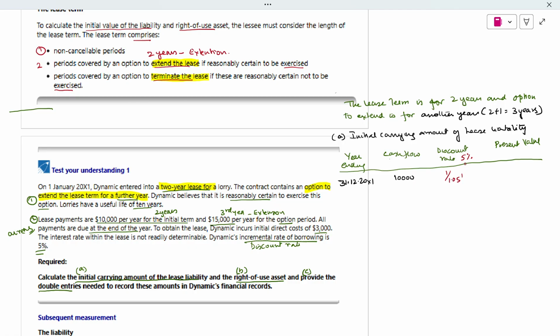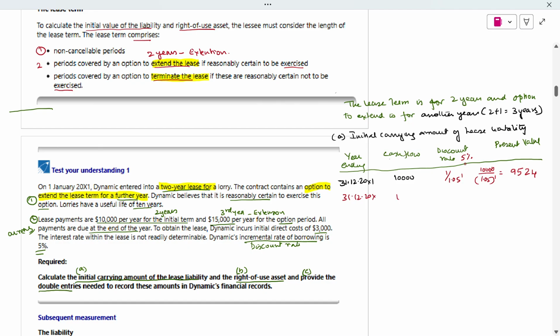10,000 divided by 1.05 to the power of 1. You can put it like this. It comes to how much? 9523.8. Don't take decimals, round it off. 9,524. Okay.